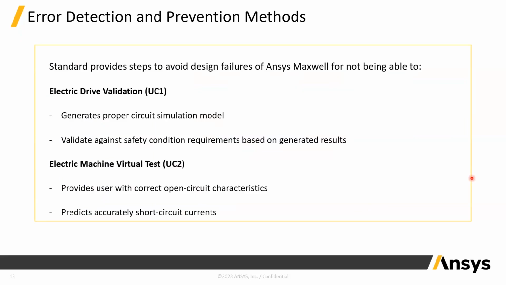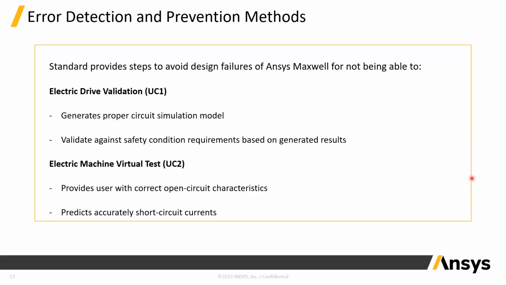These are the error detection and prevention methods. Exactly as I mentioned and explained in the previous slide, detecting the possible malfunctions and errors, and defining the prevention methods: what the user needs to do at the level of the tool simulation, at the level of ANSYS Maxwell, to be able to address those errors and to mitigate those errors.